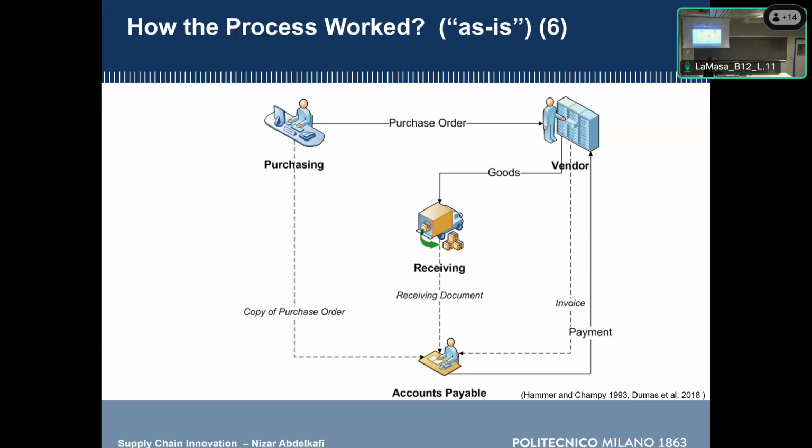Any more ideas about the problems of such a process? Look, at Ford, what actually led to the number of people being very high? When you get the copy of the purchasing order, then the receiving document, then the invoice, what do you think? When does the accounts payable pay the invoice? Under which conditions will the accounts payable be ready to pay the invoice?